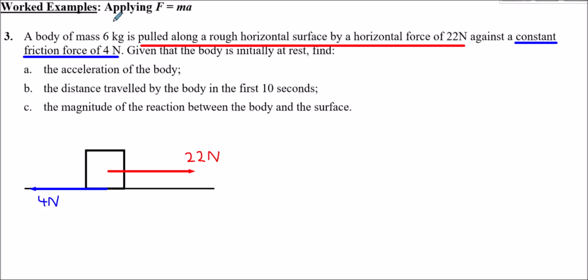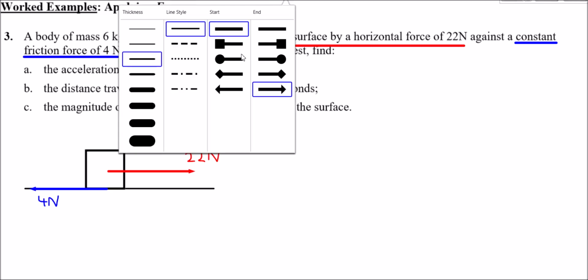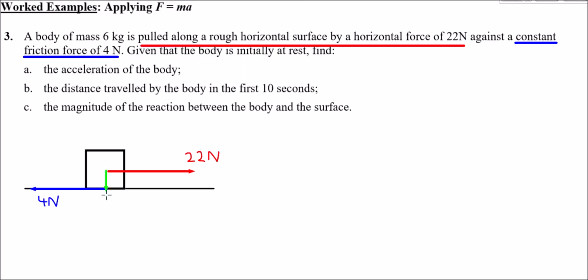As well though, it has a mass of 6 kilograms. If an object has a mass and it's within a gravitational field, in other words it's on the Earth, it will have a weight associated with it. So we need to label on the weight of this object. The weight will be acting straight downwards towards the centre of the Earth. If its mass is 6 kilograms, we can label the weight as 6g newtons. Again, this makes much more importance in year 13.